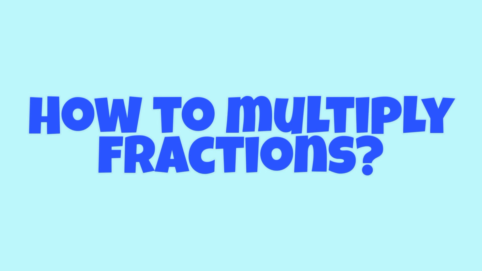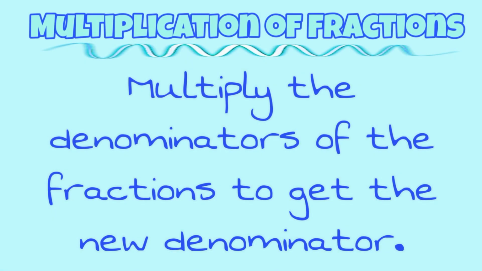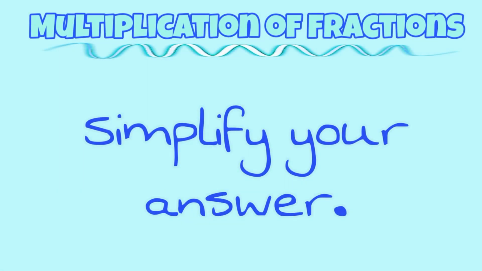How to multiply fractions. Multiply the numerators of the fractions to get the new numerator. Next, multiply the denominators of the fractions to get the new denominator. Simplify your answer if possible.